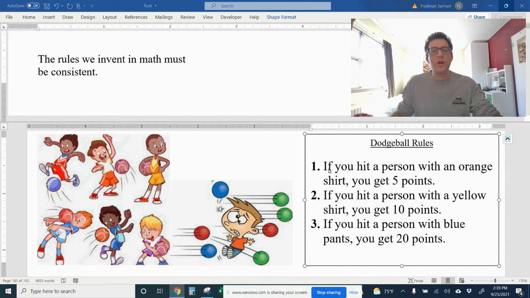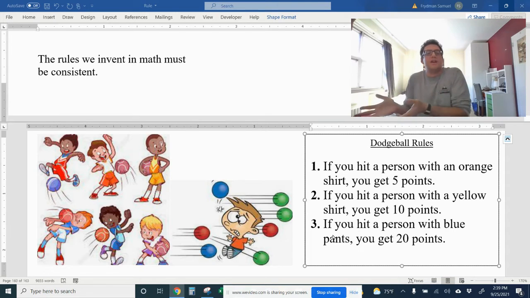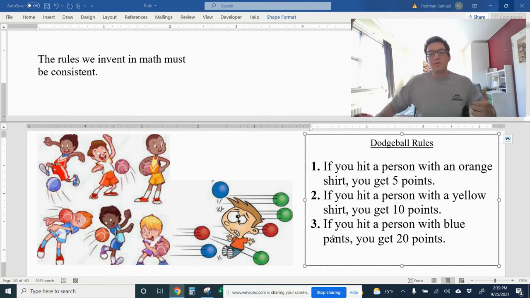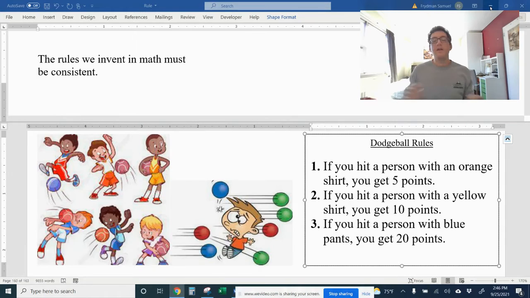According to rule number 1, we should get 5 points because he has an orange shirt. But according to rule number 3, which we just came up with, we should get 20 points because he's wearing blue pants. Well, which one is it? Is it 5 points or is it 20 points? We don't know. The rules that we came up with are not clear on that, okay? So that's a problem. The rules contradict each other, and so we would not be able to play the game with the rules written out this way.